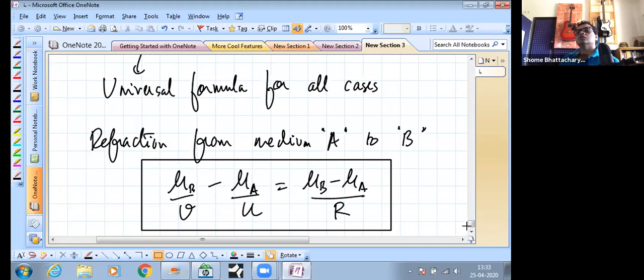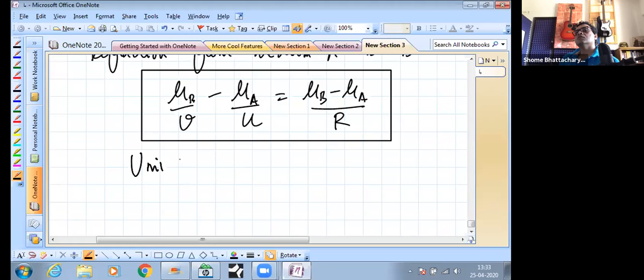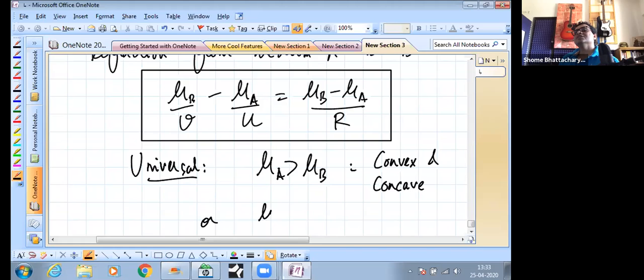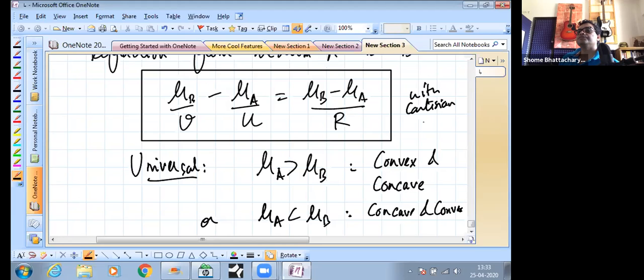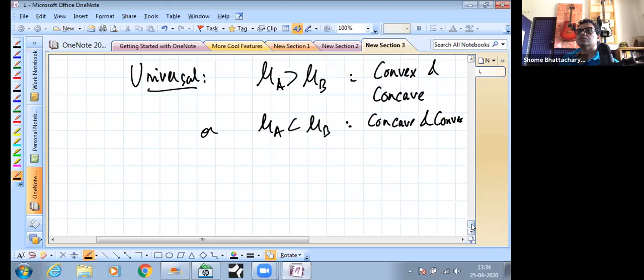Okay. So this is universal. That is, mu A is greater than mu B, convex and concave surface, or mu A is less than mu B, both concave and convex surface. So we have taken only one of these cases. We have taken the case where A to B, so mu A is greater than mu B, and it was a concave surface. But if you repeat the derivation, you will see with the Cartesian sign convention, the formula is universal. Whereas without the sign put in, of course, it can vary from case to case. Okay, so this is the situation.